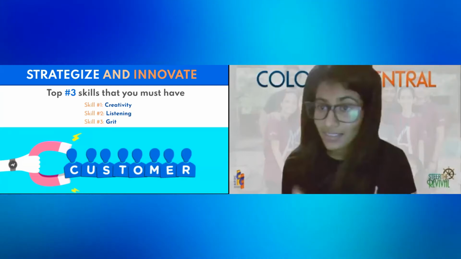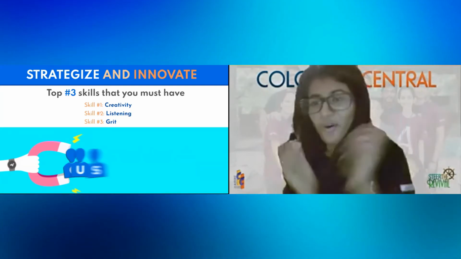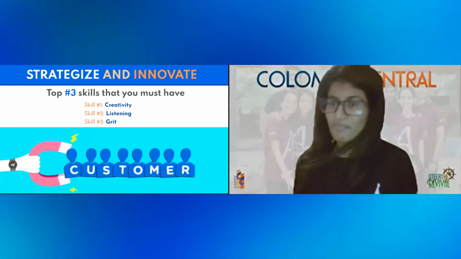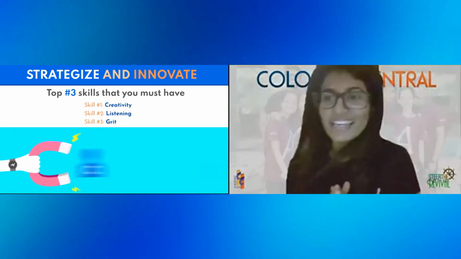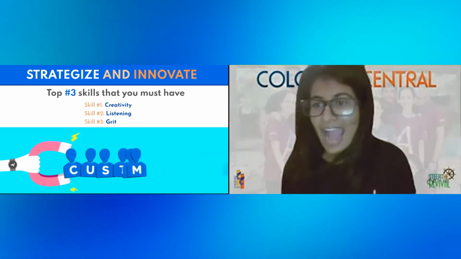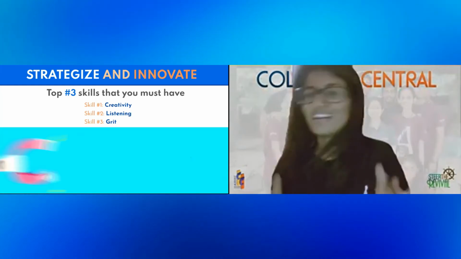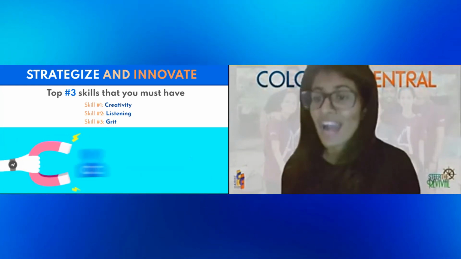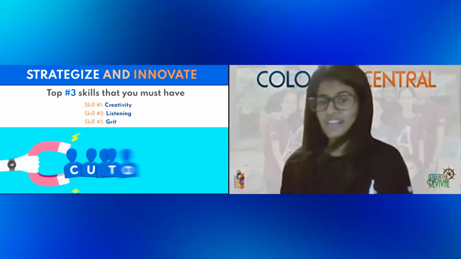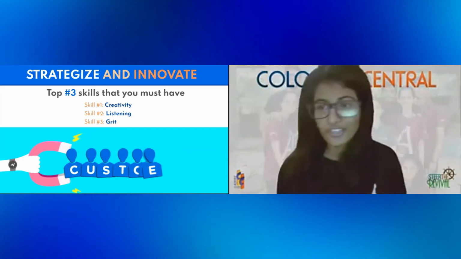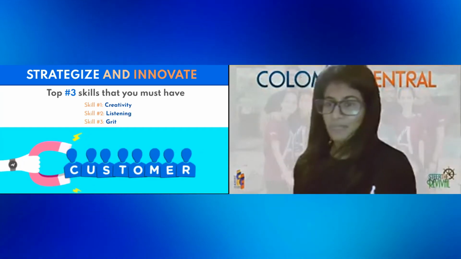Okay, the next skill is perhaps the most important one, right? All these skills are very important, but skill 3 is a must-have when it comes to BD, PD, ER, PR, right? You've got to have grit. All right, a lot of rejections. There's going to be a lot of negotiations that's going to happen.